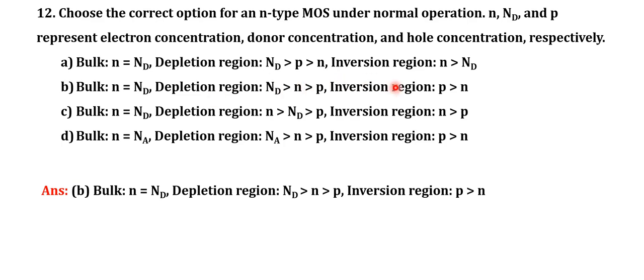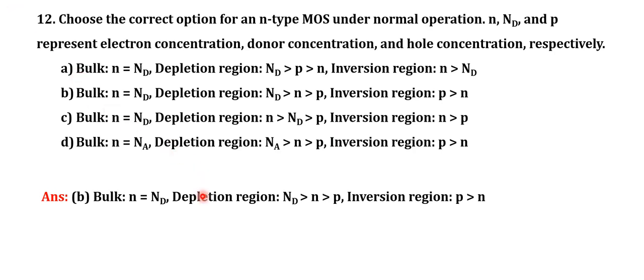So eventually in a MOSFET, what happens? In the inversion region, the N-type MOSFET gets converted in that particular region to P-type. That is, the number of holes will become greater than N. Therefore, we can say in bulk it is Nd, in the depletion region it is somewhere between Nd and P, and in the inversion region it becomes less than P. So that comes from the basic definition of a MOSFET, under normal operation. So I hope it's clear.